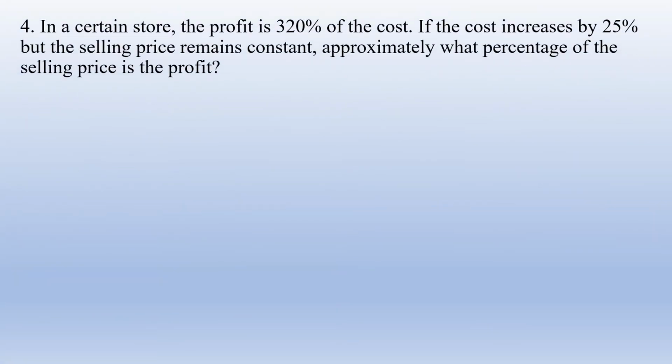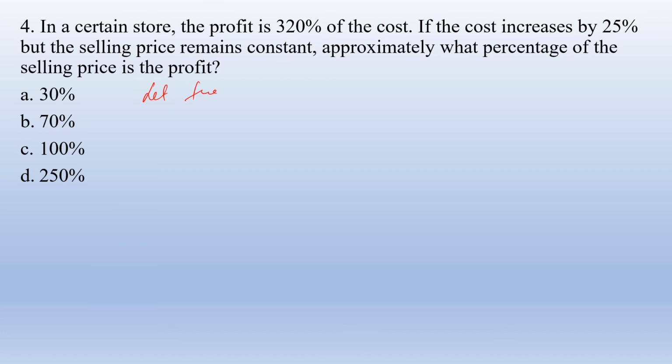Question number 4. In a certain store, the profit is 320% of the cost. If the cost increases by 25%, but the selling price remains constant, approximately what percentage of the selling price is the profit? Option A 30%, option B 70%, option C 100%, option D 250%.